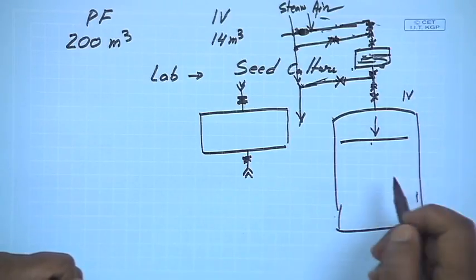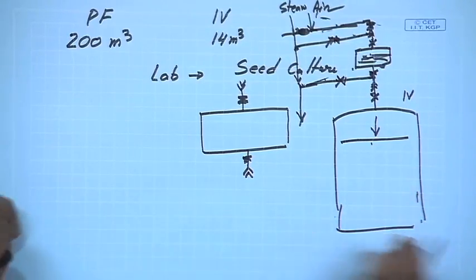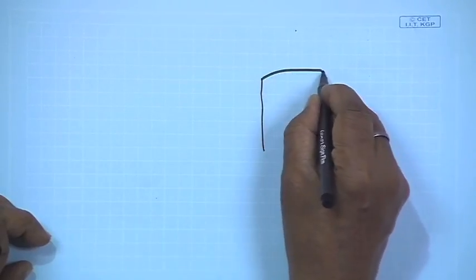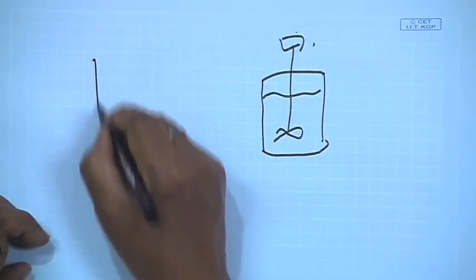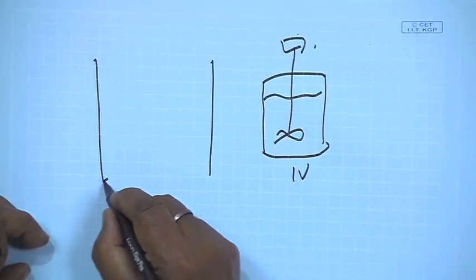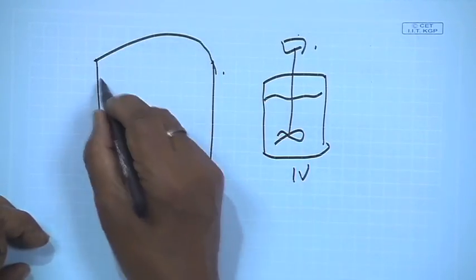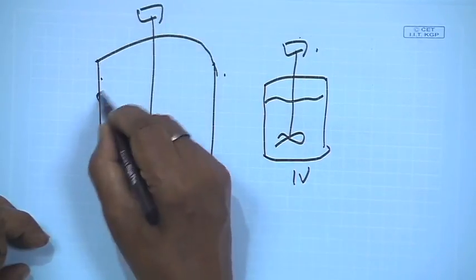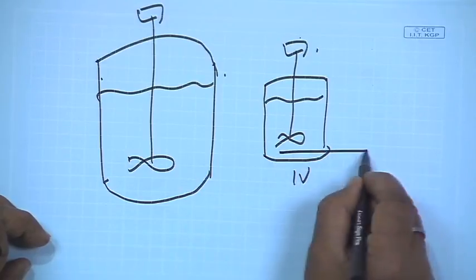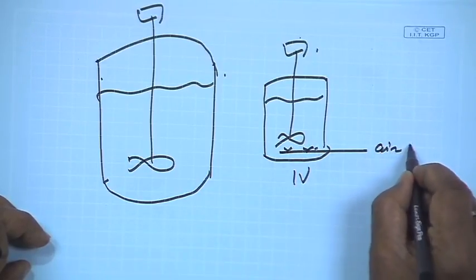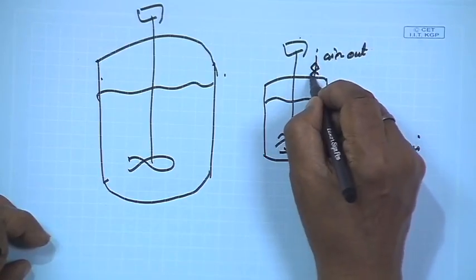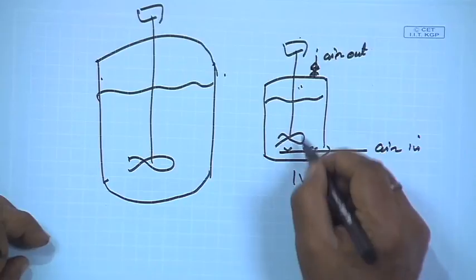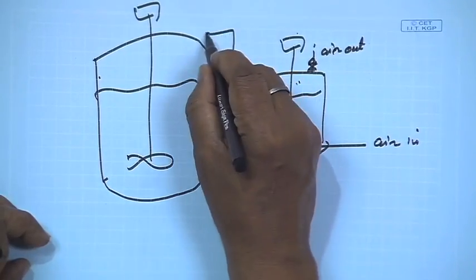But when you get the culture, how do you transfer it from the inoculum vessel to the production fermenter? Suppose this is a small inoculum vessel, the IV, and this is the big production fermenter. Here we do sparging, this is the air in, and this is the air out. If you close this air, there will be tremendous air pressure here, and with that pressure the liquid will come over.